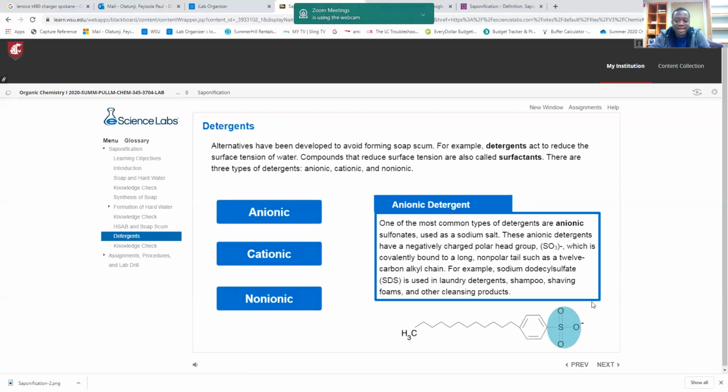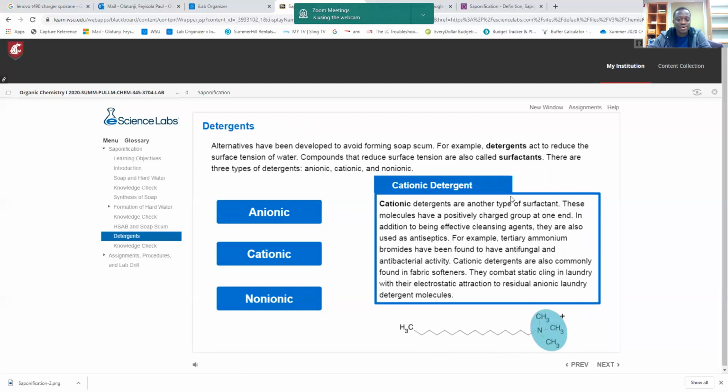You have anionic detergents, which is usually what's most common in your Tide pods and things you use for cleaning your clothes. And they usually have this sulfate group that's very large. And remember when I was saying that the bigger a particular negatively charged species, the softer it becomes. So this is an example of a soft base. Okay, you can also find this particular compound in your shampoo, shaving foams, and other cleaning agents.